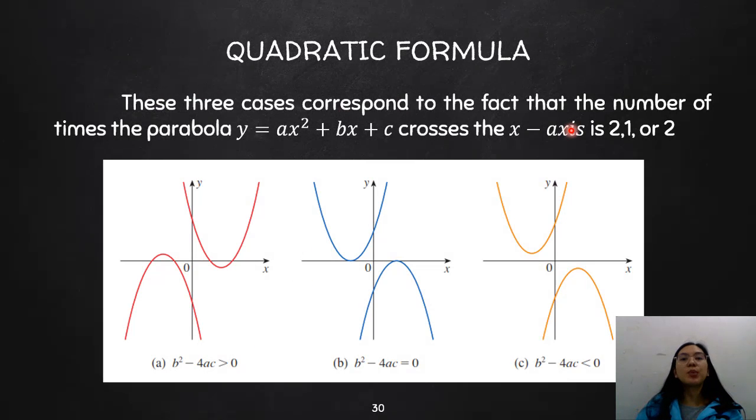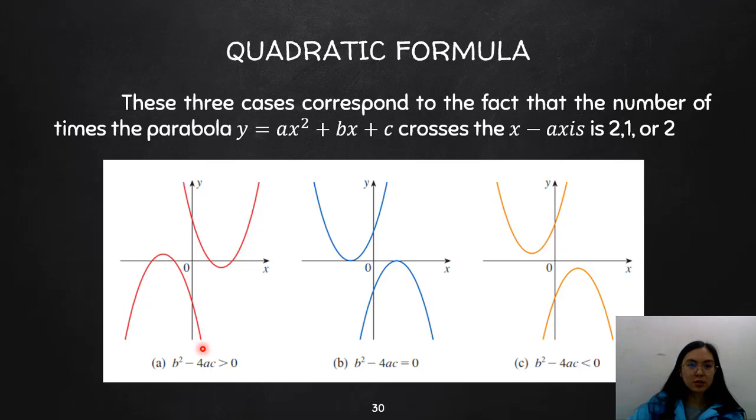So the three cases correspond to the fact that the number of times the parabola y is equal to ax squared plus bx plus c crosses the x-axis is 2, 1, or 0. So when your discriminant is greater than 0, your parabola will cross the x-axis twice, as indicated here, right? The parabola can be facing downward or facing upward, but of course, it will cross the x-axis twice.